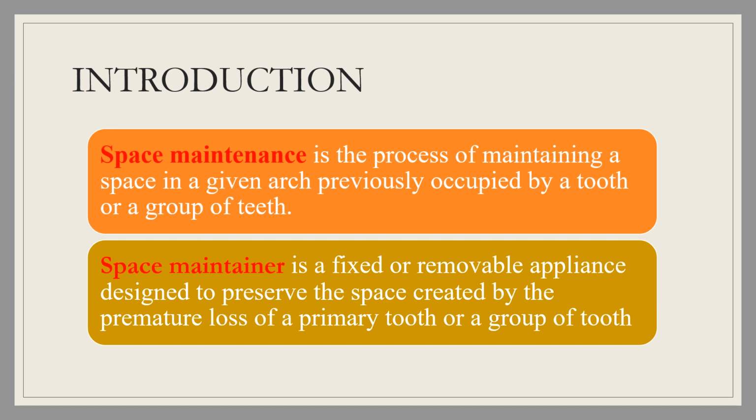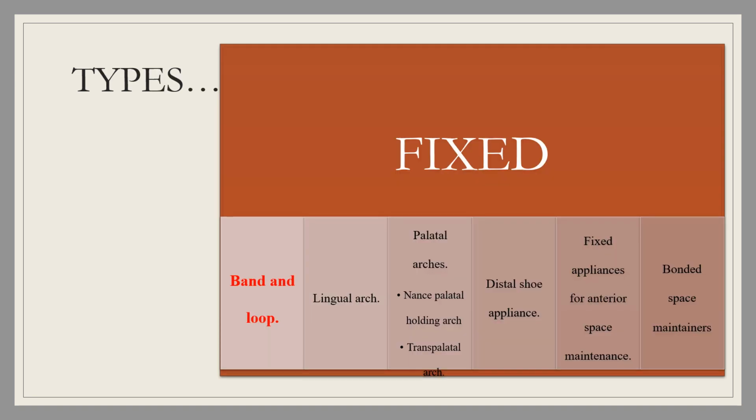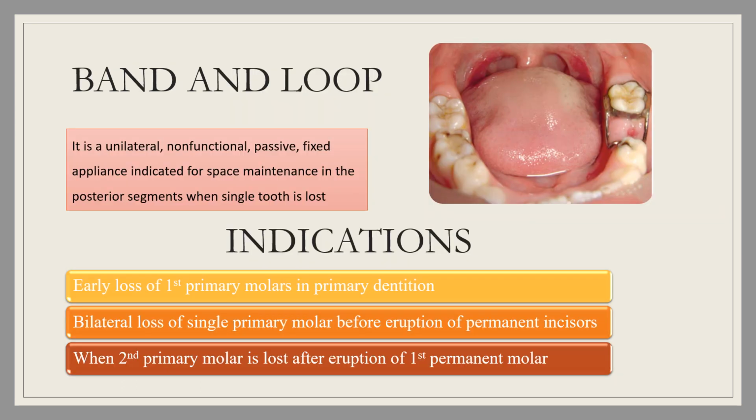There are many kinds of space maintainers available, both fixed and removable appliances. In fixed appliances, band and loop appliance comes first. Then there are many other fixed space maintainers, like lingual arch space maintainer, transpalatal arch, and distal shoe space maintainer. Every appliance has its own application, indication, and use. So this video will exclusively cover what a band and loop space maintainer is and how we fabricate it. So, what is a band and loop space maintainer?